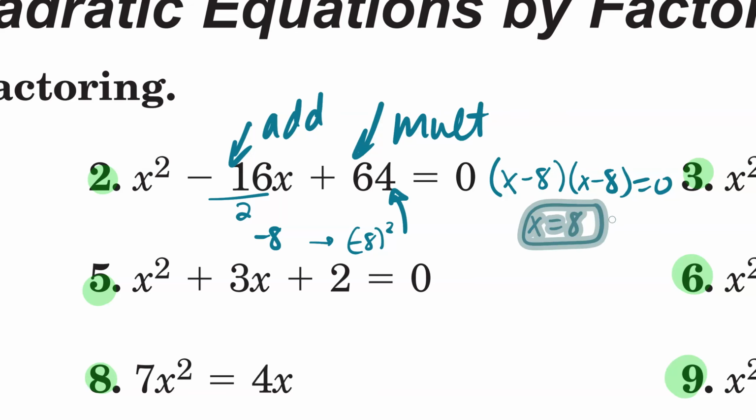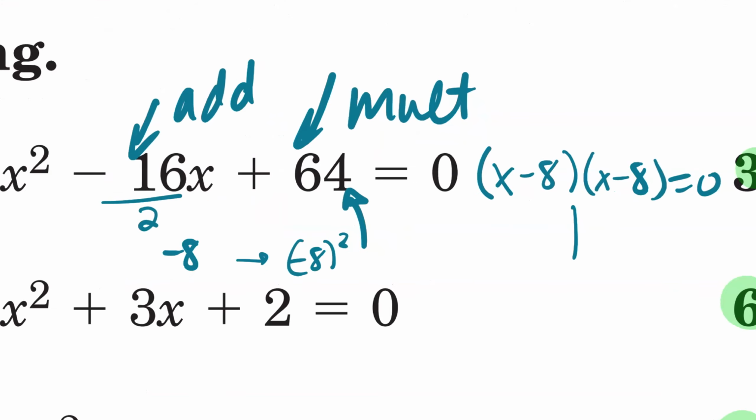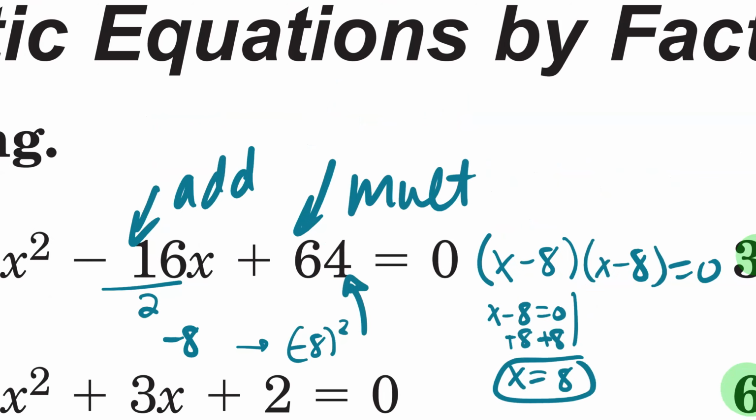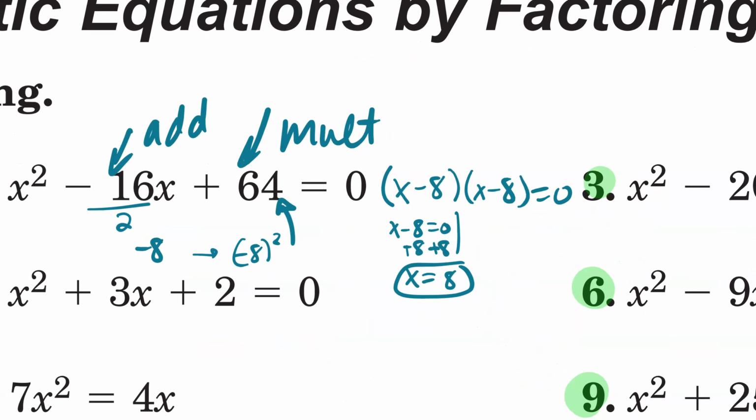Positive 8, because you set each factor equal to 0. X minus 8 equals 0. What if you were to do it like a plus? Plus 8, so we see x equals 8. But if you were to do it the way of what adds to 16, plus 64, wouldn't that be negative 8? That is negative 8 and negative 8. And we only need to write it once to write the solution. Only have to write it once.